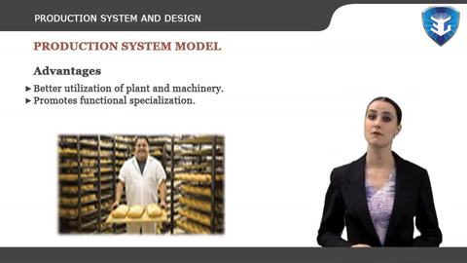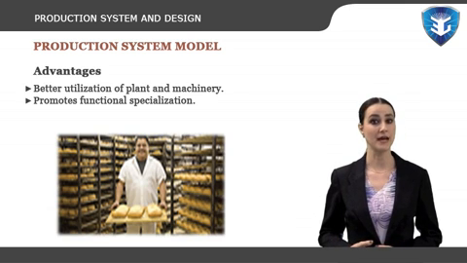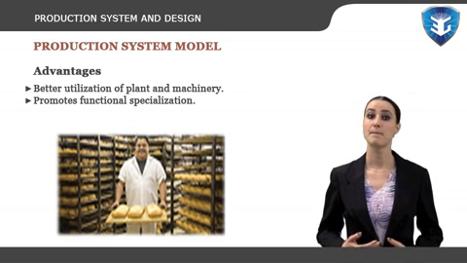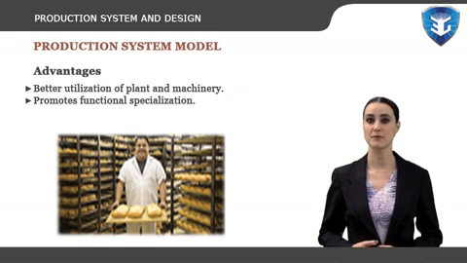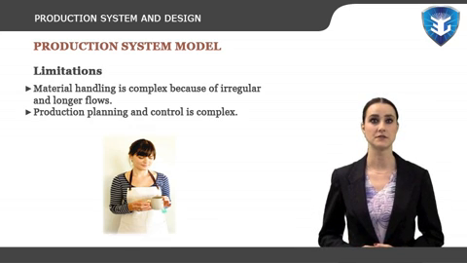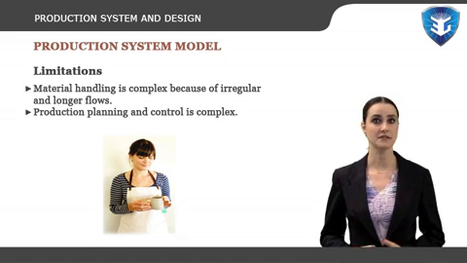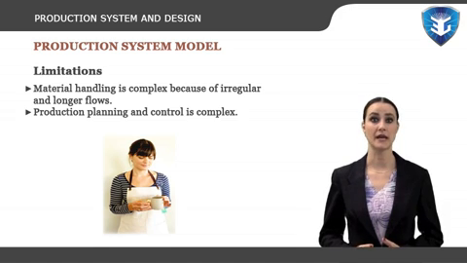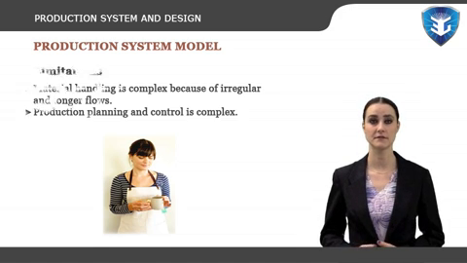Advantages. Following are the advantages of batch production. Better utilization of plant and machinery. Promotes functional specialization. Limitations. Following are the limitations of batch production. Material handling is complex because of irregular and longer flows. Production planning and control is complex.